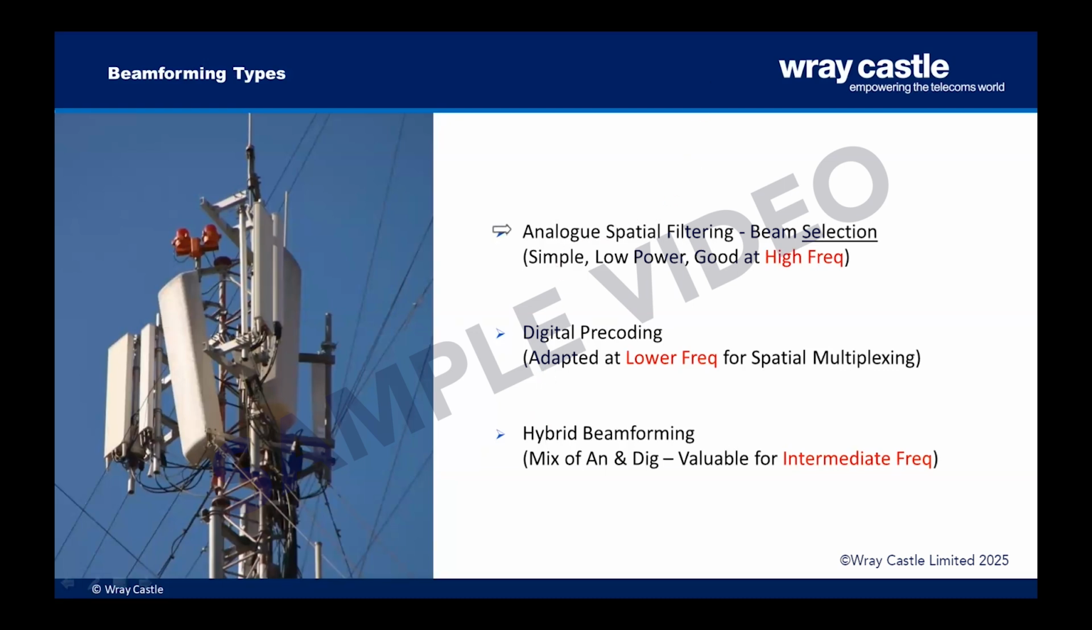The first and simplest technique I'll look at is analog beam selection, which tends to be good at high radio frequencies. The second technique is what we call digital pre-coding, which tends to be good at low radio frequencies. And the third technique is an intermediate case, a mix of analog and digital known as hybrid beamforming, which, perhaps no surprise, can be good at intermediate frequencies.